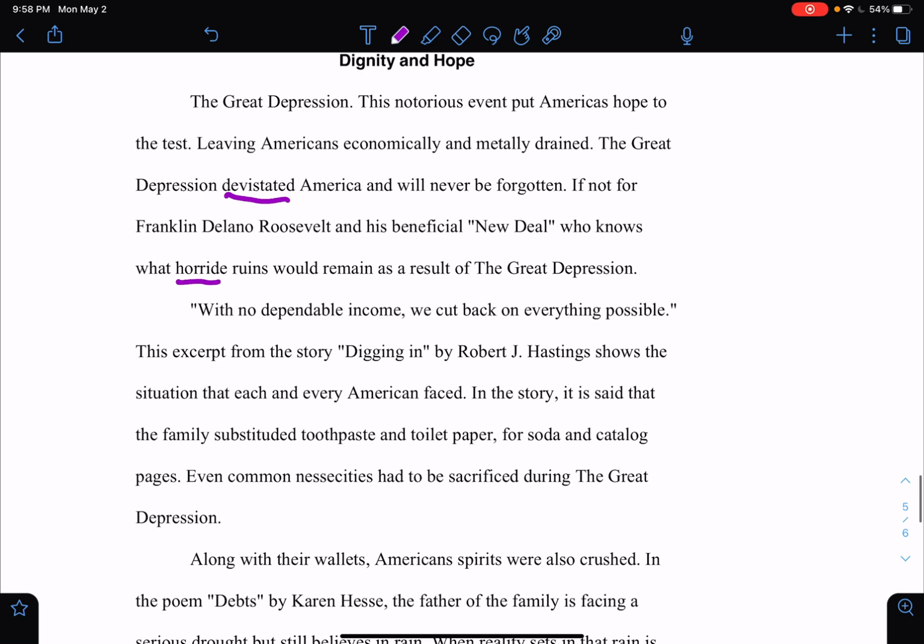With no dependable income, we cut back on everything possible. This excerpt from the story Digging In by Robert H. Hastings shows the situation that each and every American faced. In the story, it is said that the family substituted toothpaste and toilet paper for soda and catalog papers. Even common necessities had to be sacrificed during the Great Depression. Again, misspelled words. This is a little better. So I'm getting a better understanding of what the Great Depression was, right?